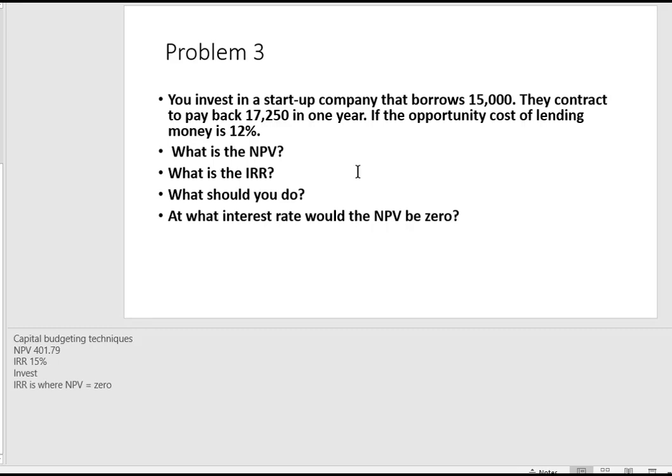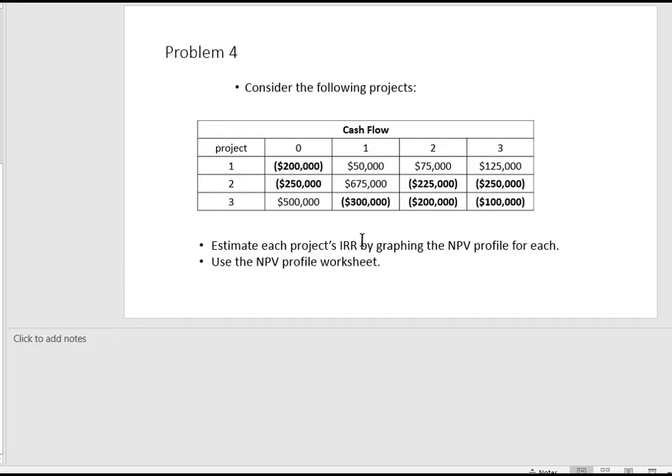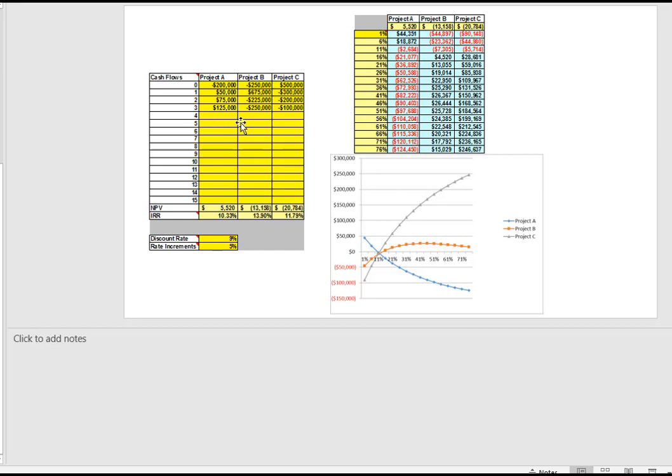The last problem we have to look at is 3 projects, and we want to analyze these 3 projects and look at their net present value profile. There is a spreadsheet called the net present value worksheet. If we look at this worksheet, you put in the cash flows, and it calculates net present value and internal rate of return. You put in the discount rates that we have.